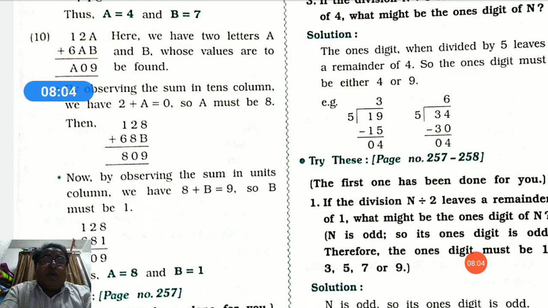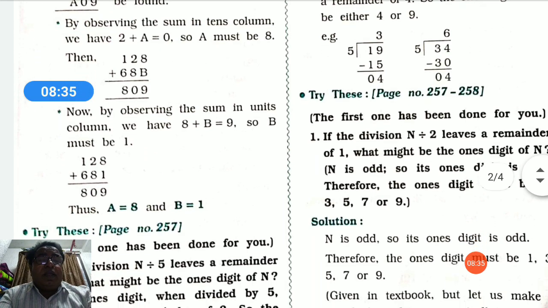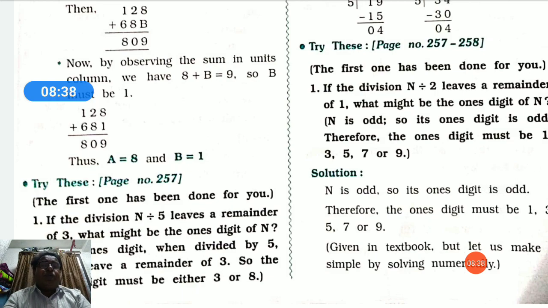Either 4 or 9. 4 plus 5 is equal to 9. Example, 19 divided by 5. 5 3 ja 15. Remainder is 4. 34 divided by 5. 5 6 ja 30. Remainder is 4. So in this way we have to solve the example. Now next type, if the division n divided by 2 leaves a remainder of 1, what might be the ones digit of n?